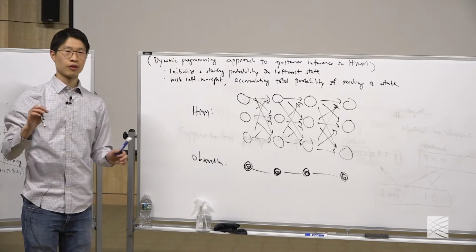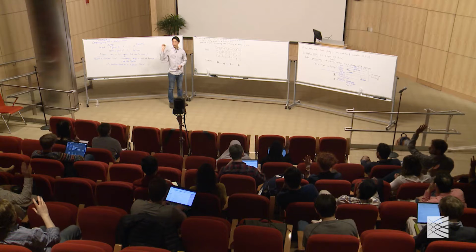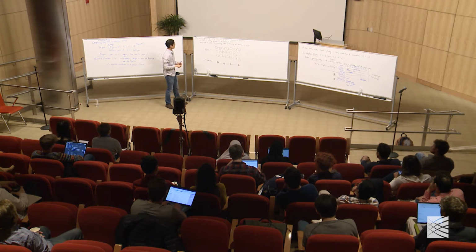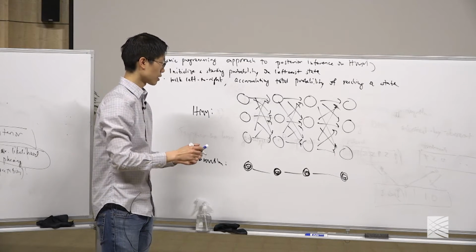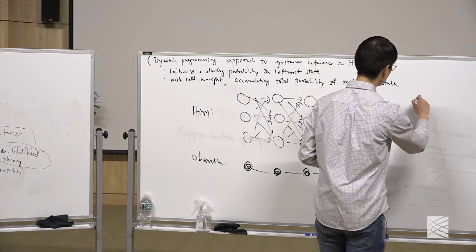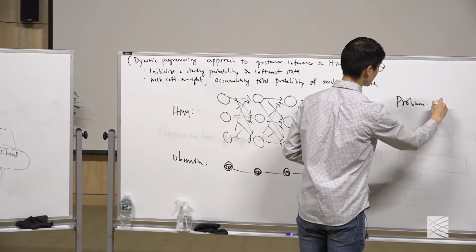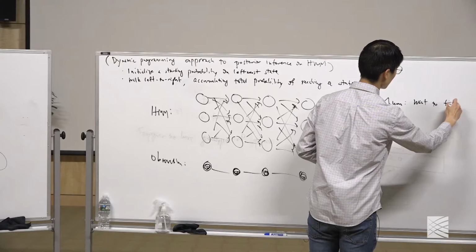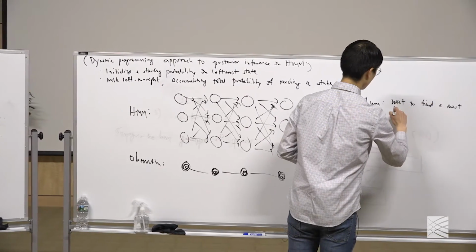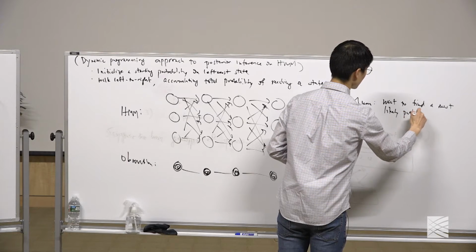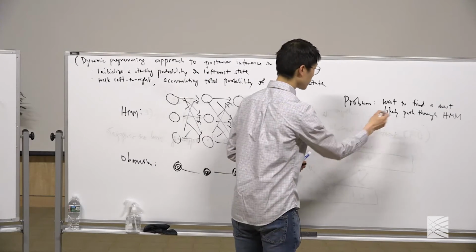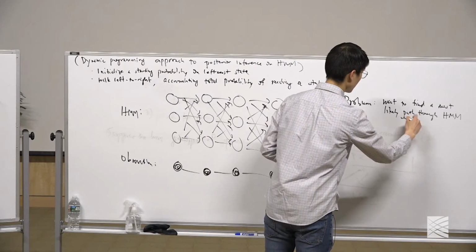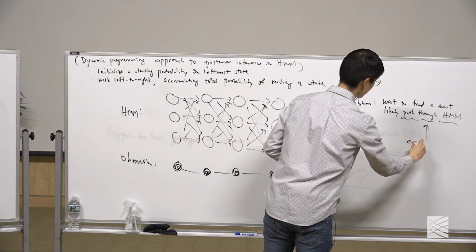So raise your hand if this is sort of familiar to you. OK, I guess it's not really all that familiar. So maybe I should spend a couple minutes talking about what's going on here. Well, basically, the problem is we want to find the most likely path through the HMM. And the difficulty is that there are exponentially many such paths.